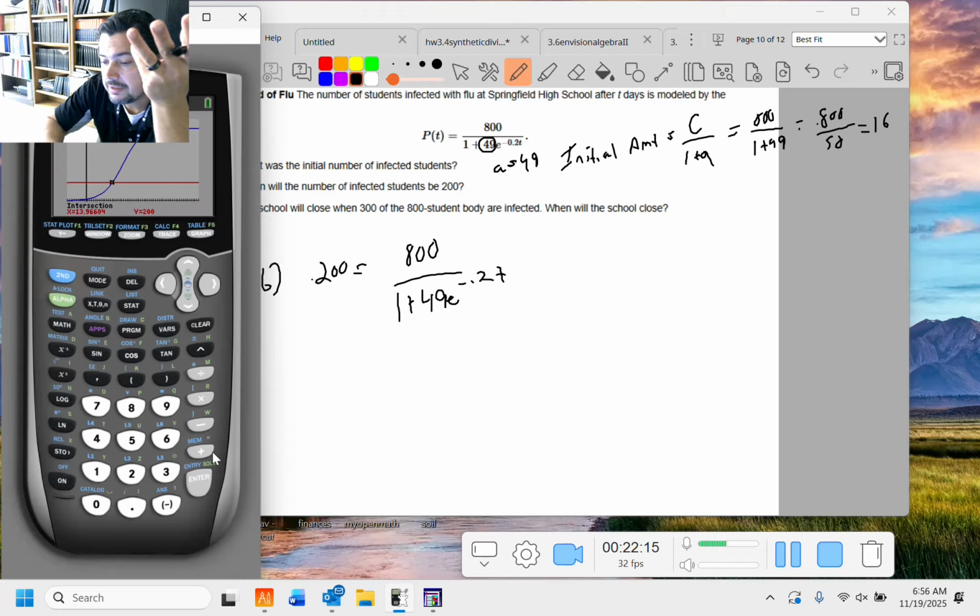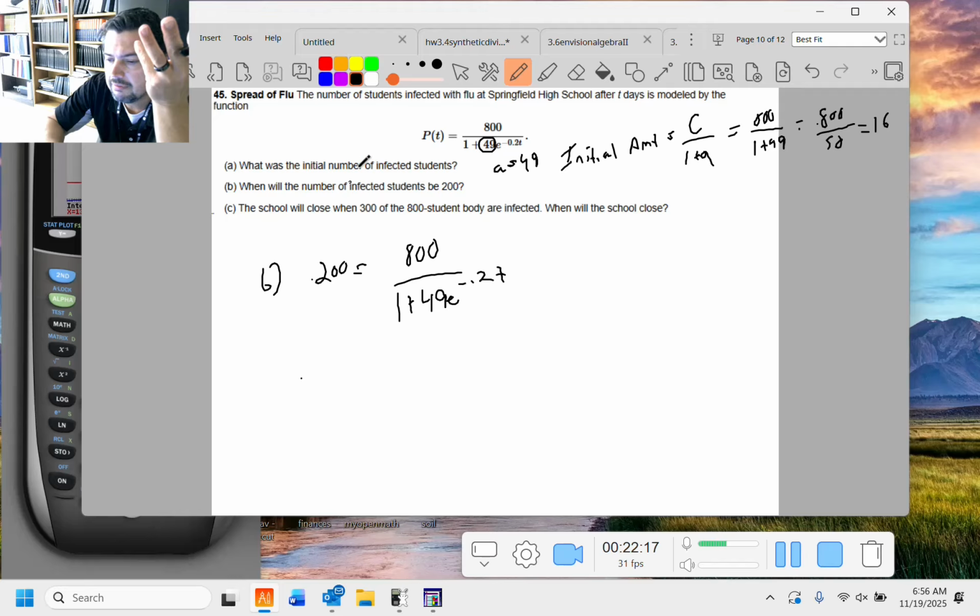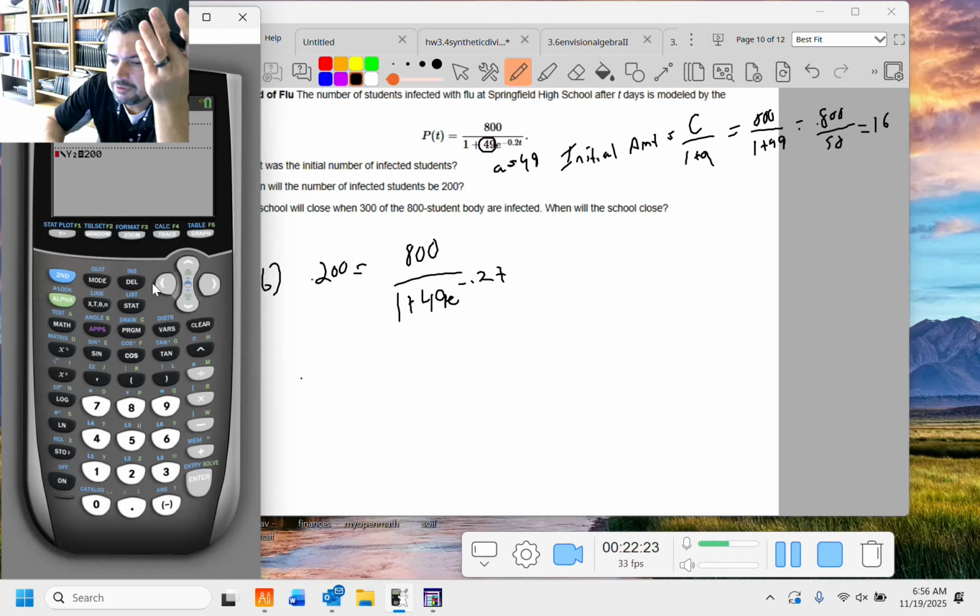So 13.9661 days, which would be the 14th day. So 14 days on B. And then on C, we're going to just change that from 200 to a 300. And we're going to see when they actually close the school down.